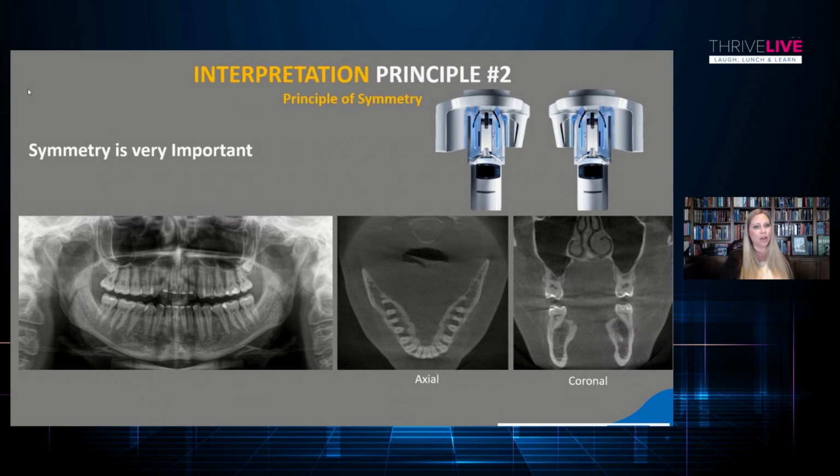Now, not all of the pathologies have read our textbooks, and very occasionally we will see a bilateral pathology, but it's extremely rare. And so we can use our axial and our coronal sections as you're scrolling through to compare the right side to the left side. If everything looks nice and symmetrical, we know we're doing okay.